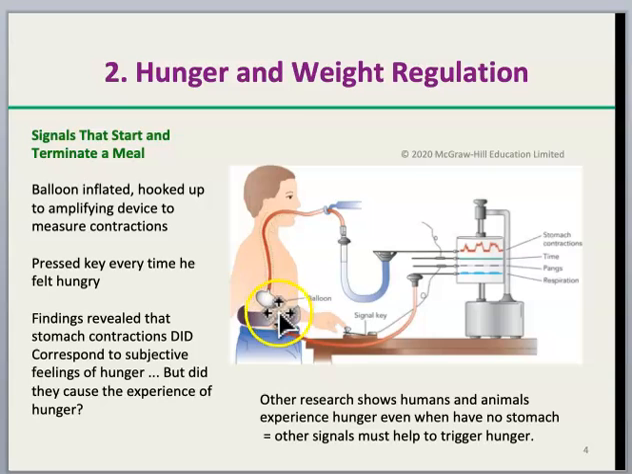So you can see here, there's his stomach, and he inflated the balloon so that the balloon is all around the periphery of the stomach, touching the stomach walls. And obviously he stood there for quite some time. Whenever he felt hungry, just experienced the feeling of being hungry, he would press the key.